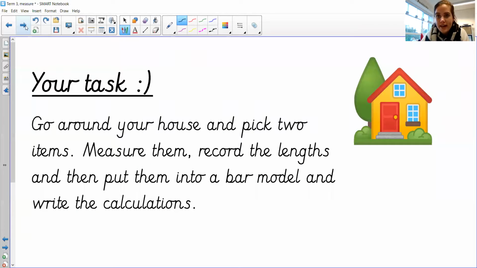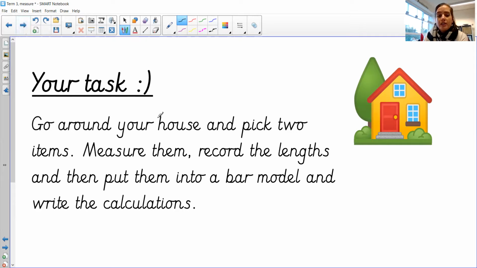So your task today is to go around your house and I want you to pick 2 items. So toys, household things, books, whatever you've got around you, measure them. Get out your rulers, try and pick smaller things that are going to be easier to measure, and things that have always got straight lines are easier. So books and pieces of paper would be really good for you to use. Measure them and record the lengths or the widths. You could do the widths, you could do the heights, how tall things are, it's up to you. And then I want you to add them together. So I want you to put them into a bar model and add them together.